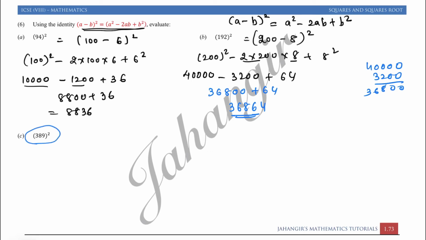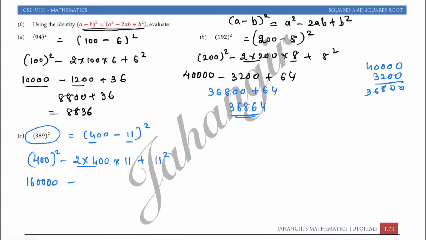We can either write, I am just taking 400 minus 11. You can even take 390 minus 1. But 390, again 39 square, it's difficult to remember. Here we can easily write 4 square and here we can write 11 square. Again put in the identity A square minus 2 into A into B plus B square. So 16,000 minus 4 into 8, 8 11s are 88, 8800 plus 121.